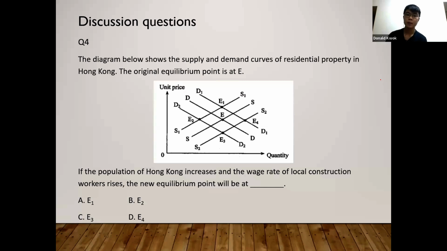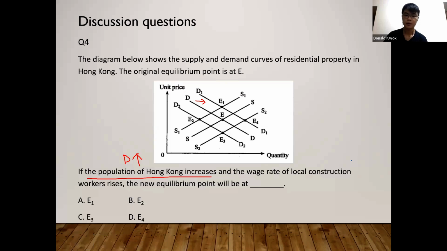Okay, so we are talking about the market of residential property, and we have two events occurring in this question. So let's observe how they affect the demand and supply respectively. So if the population of Hong Kong increases, then the demand for residential property will increase, right? People need to live in a house. So demand will increase, which is illustrated by a rightward shift in demand. So it will move from D to D1. Okay, so this is the first part.